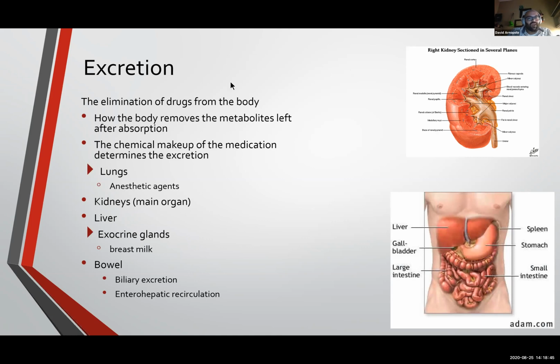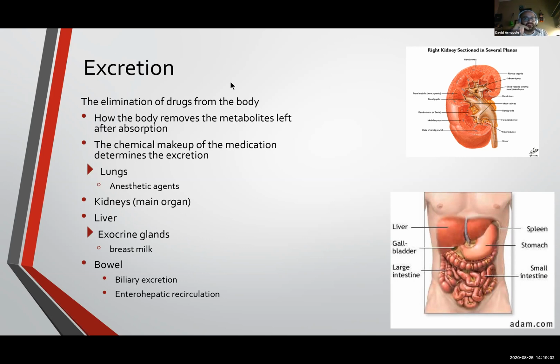Excretion. Main organ of excretion is your kidneys. We've already said that. It gets rid of things, makes things water soluble, and you get to micturate or urinate that out of you. There are a lot of other organs that deal with it though. This is just specifically how we get rid of metabolites.